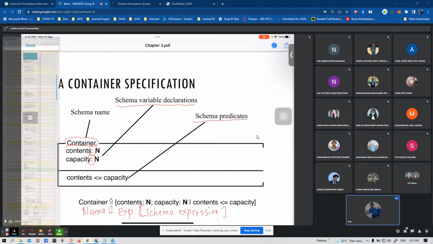Okay, here the name is the schema name. Here we name it Container, and then for the expression we have the content. This one is in the horizontal form. This one is in the vertical. In the final assessment, you need to answer the question in the vertical form. Normally we use the vertical rather than the horizontal.